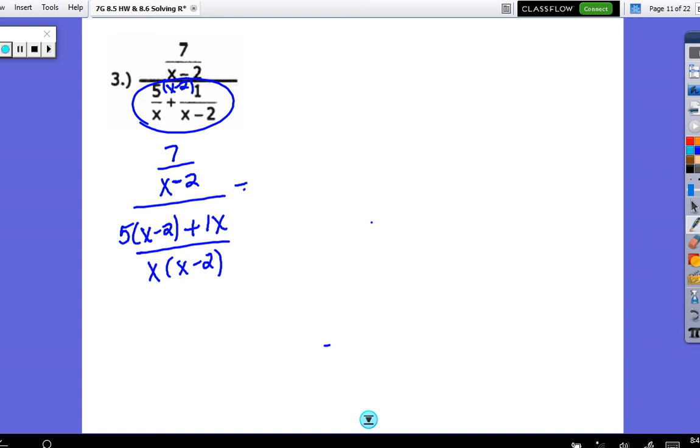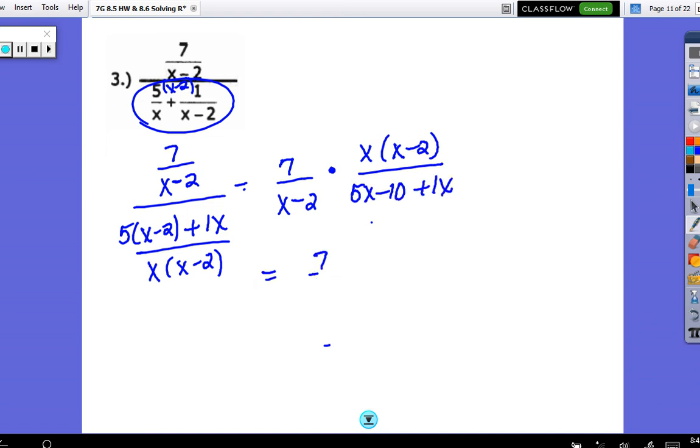All right, now I can flip and multiply and clean up. So times x minus 2. Don't multiply those together yet. On the bottom, I need to distribute my 5, plus 1x. Let's start cleaning up before we see if we can simplify anything. Leave it factored. The denominator, 5x and 1x makes 6x minus 10.